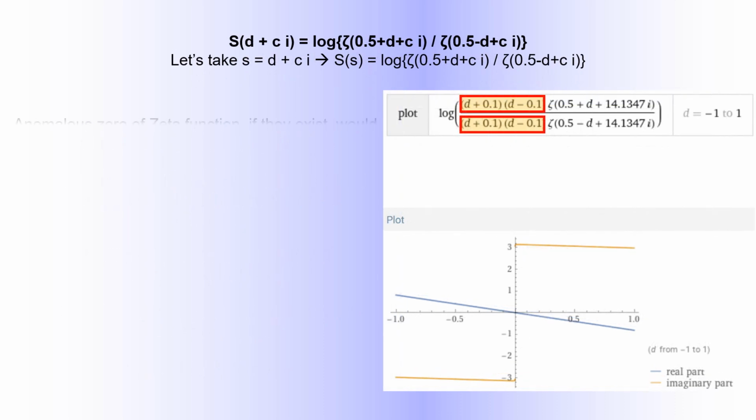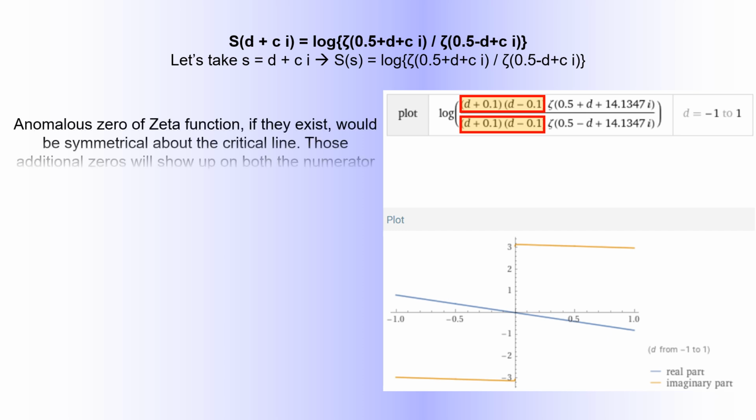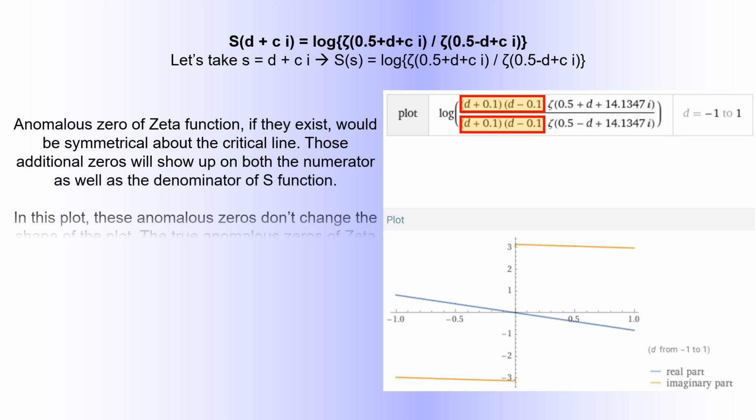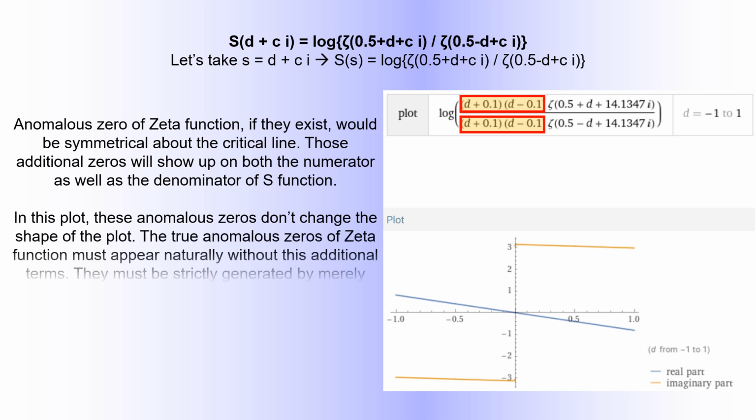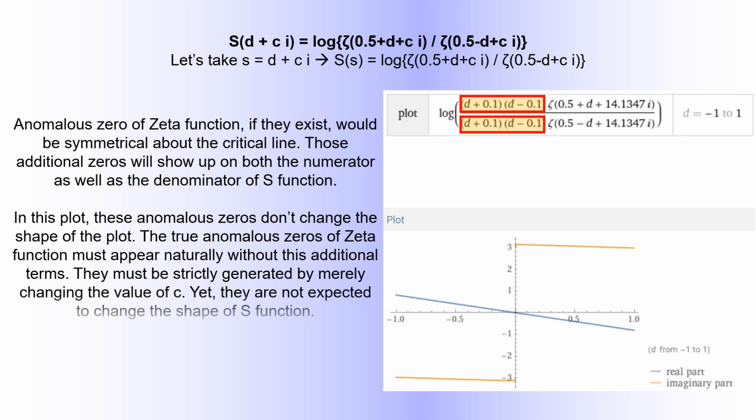Anomalous zero of zeta function, if they exist, would be symmetrical about the critical line. Those additional zeros will show up on both the numerator as well as the denominator of S function. In this plot, these anomalous zeros don't change the shape of the plot. The true anomalous zeros of zeta function must appear naturally without these additional terms. They must be strictly generated by merely changing the value of c. Yet, they are not expected to change the shape of S function.